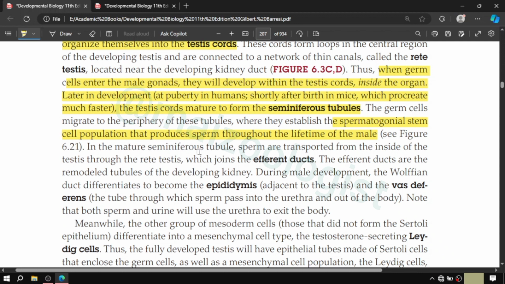Now, in the mature seminiferous tubule, the sperm are transported from inside of the testes through the rete testis, which joins the efferent ducts. And the efferent ducts are remodeled tubules of the developing kidney. During male development, the Wolffian duct differentiates to become the epididymis, which is present adjacent to the testes, and the vas deferens, the tube through which sperm pass into the urethra and out of the body. Both sperm and urine use the urethra to exit the body in humans and in all mammals, as we know.